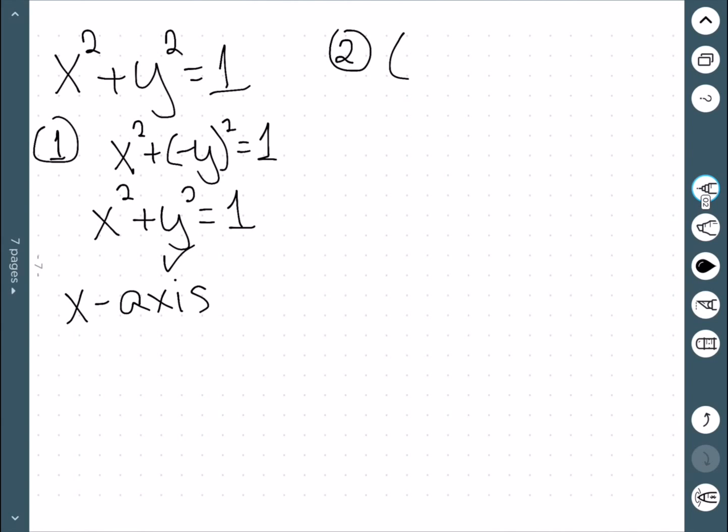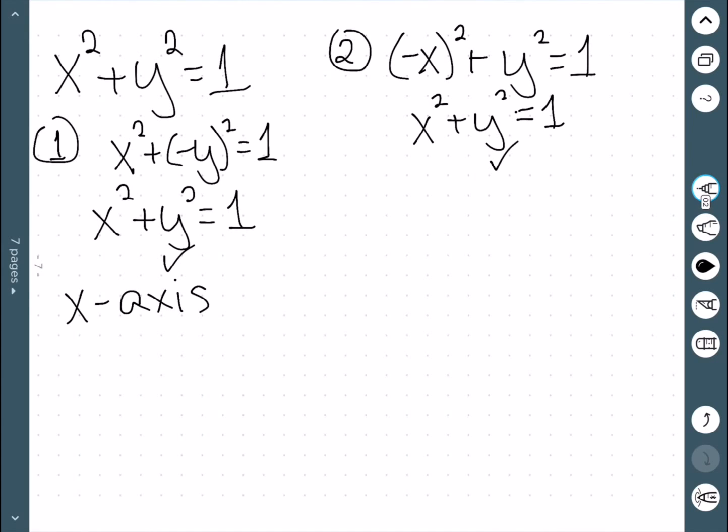Next, I'll replace x by negative x. Since negative x times negative x is positive, I have x squared plus y squared equal to 1, which is still where I started. So this one also has y-axis symmetry.